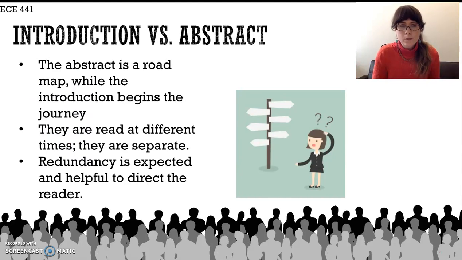So first of all, the difference between introductions and abstracts. An abstract is like a roadmap, while the introduction begins the journey. So you're reading the abstract at a different time, perhaps, than you're reading the rest of the paper, and there should be some redundancy there, right? The abstract should be a reflection of what's in the rest of the paper, but it doesn't replace anything that's in the paper. It's just a helpful key or guide to what the reader would find in the paper if they were to sit down and read the document or look into the document at more depth.